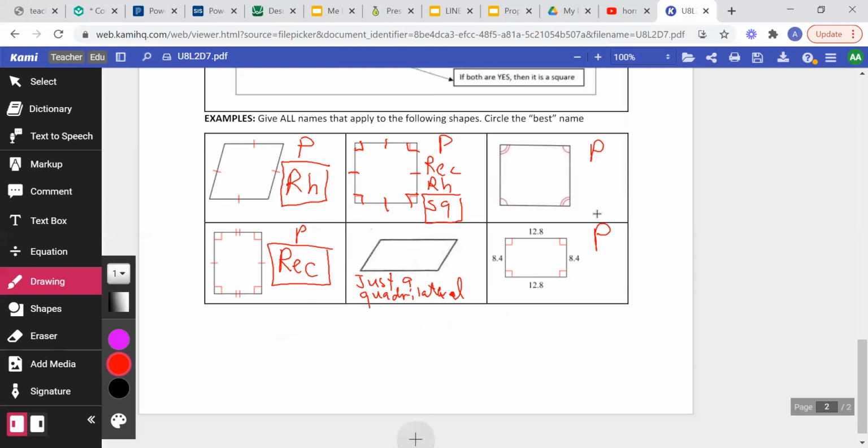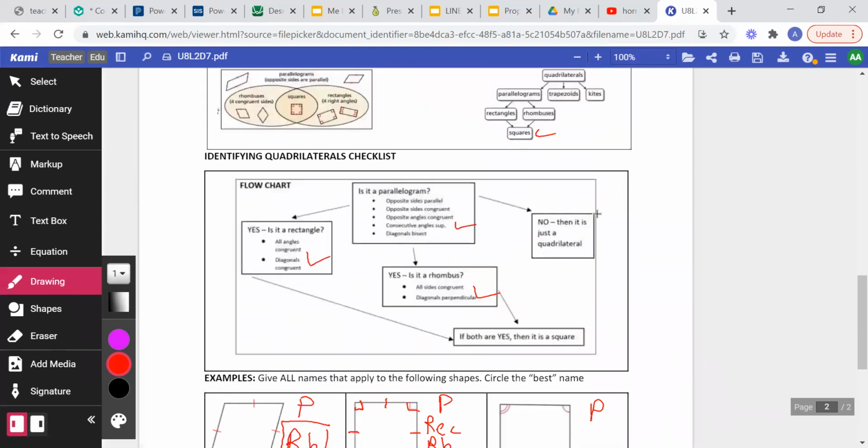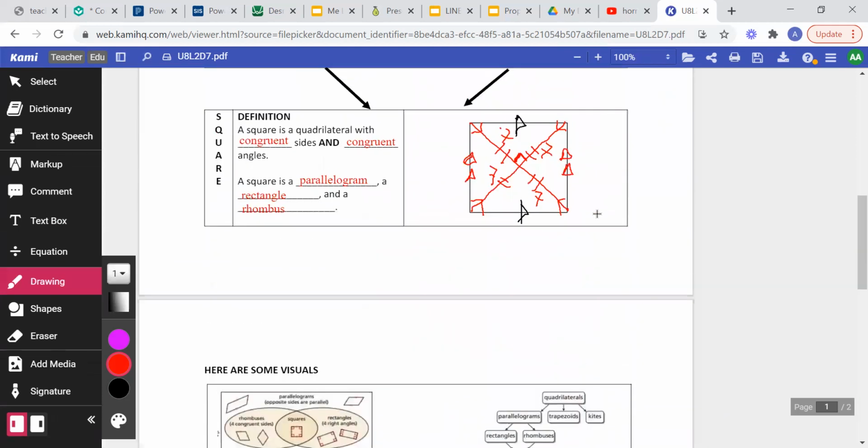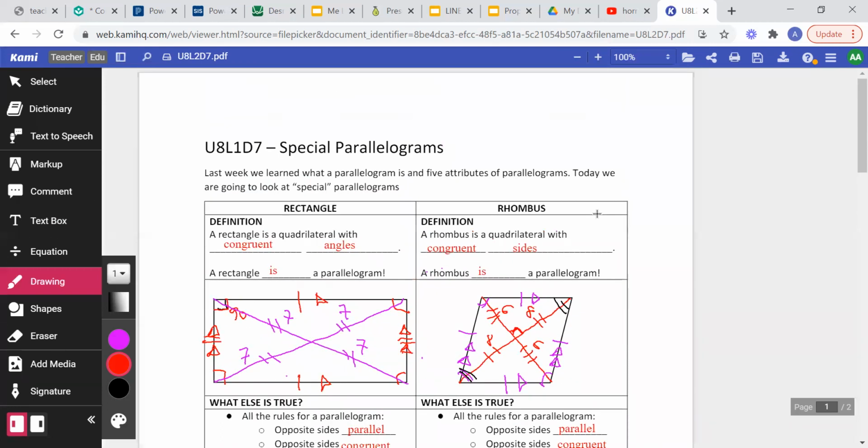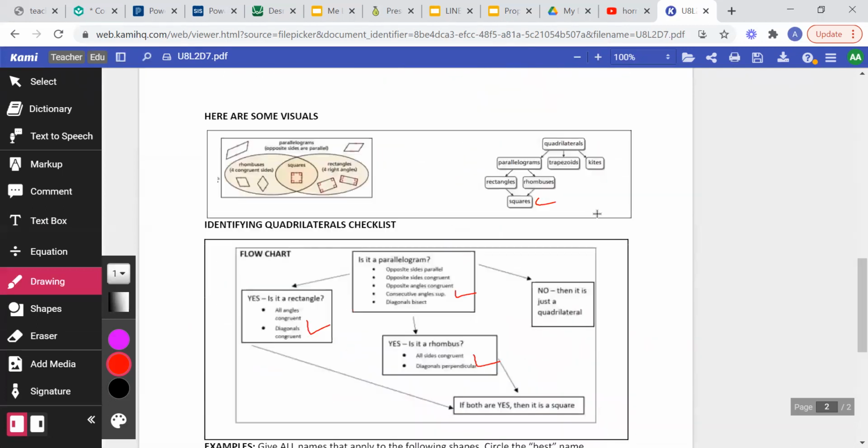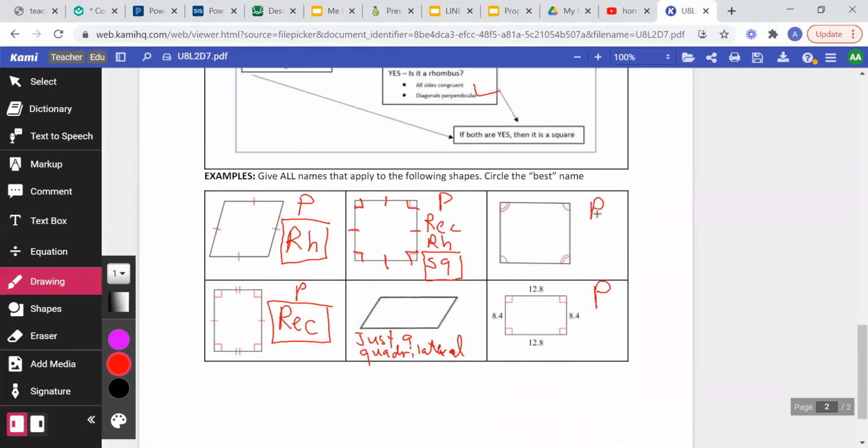And the last figure here, can it be a rectangle? Yeah. Why? Because the opposite sides are equal. Yes, and aside that, what about the angles? The angles are all 90 degrees. Okay, so the most specific thing you have to say is that a rectangle is a quadrilateral with congruent angles, okay? So since all angles here are congruent, this is a rectangle.